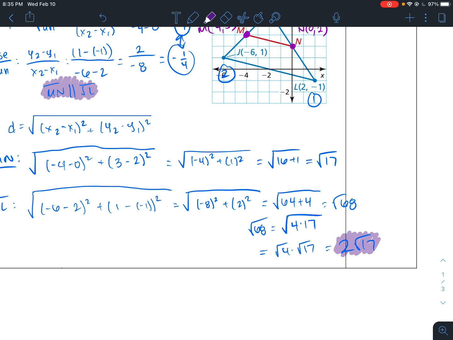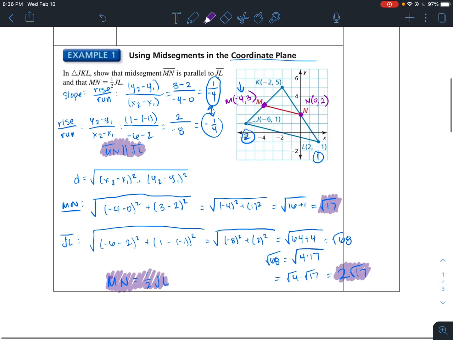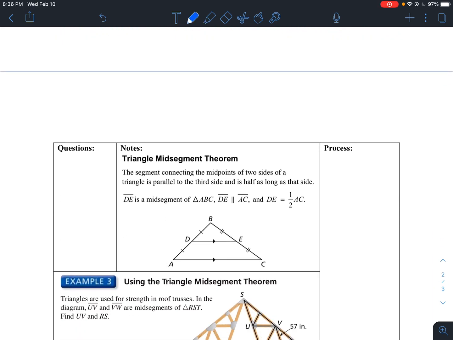Here's 2 times the square root of 17. That is the length of JL, and the length of MN was the square root of 17. So obviously you can see that this line is 2 times the length. It's double the length of MN. So therefore we can conclude that MN is equal to half the size of JL. So there you go. Now this leads us directly to the triangle mid-segment theorem.